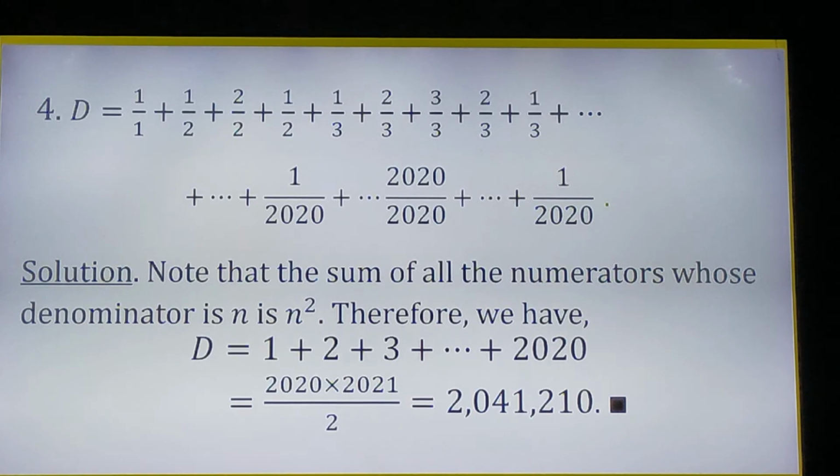Consider those fractions with denominator 3. So you have 1, 2, 3, 2, 1, which is 9. And 9 is the square of 3, and so on. So that is the pattern.